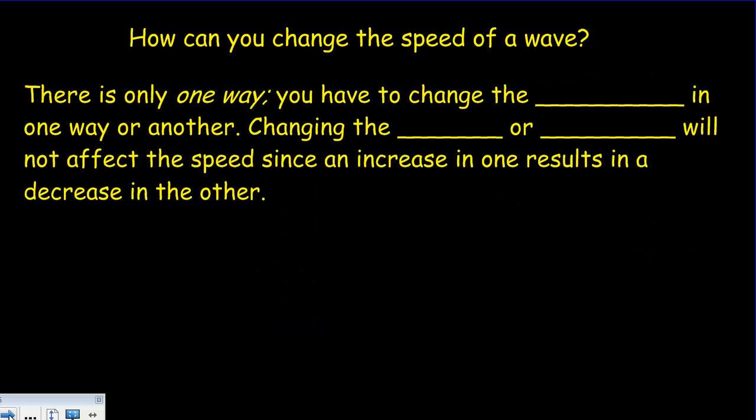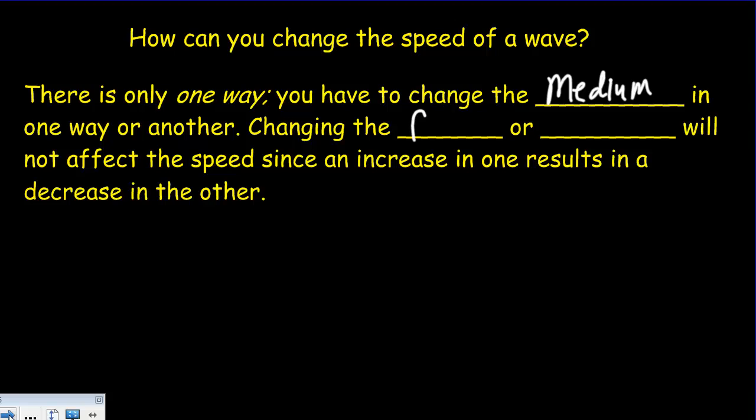Let's see that in more detail. Okay, so there's only one way to change the speed of the wave. And in one way or another, you're going to have to affect the medium. You're going to have to affect the air or the glass or the water, whatever that wave is traveling through.